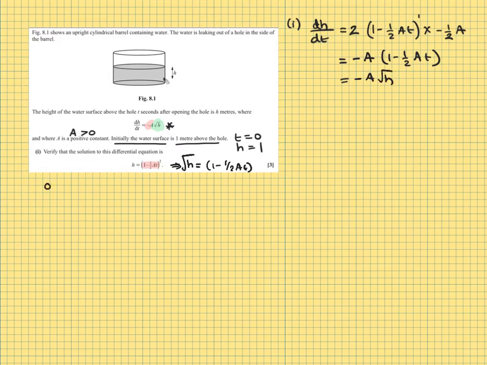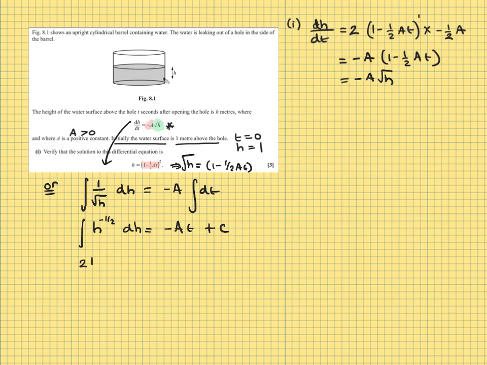Now the alternative method here is to separate the variables. So we have the integral of 1 over root h dh equals negative a integral dt. So I've taken my differential equation and separated the variables. Let's rewrite the left-hand side as h to the negative half. Integrate the right-hand side, put in a constant there. Then the left-hand side becomes 2h to the power of a half equals negative at plus c.